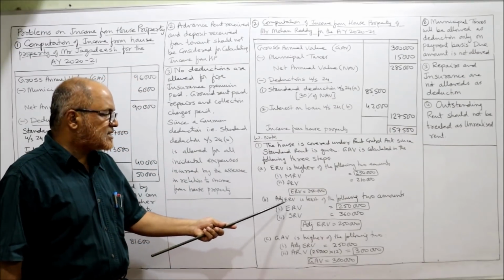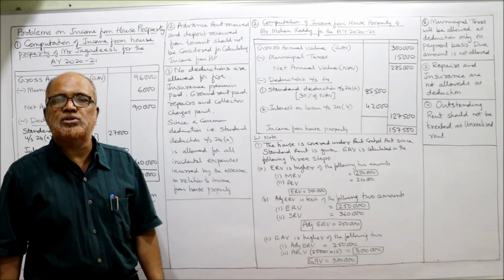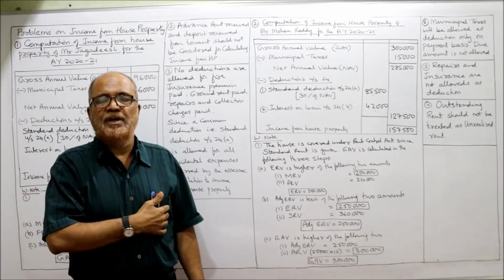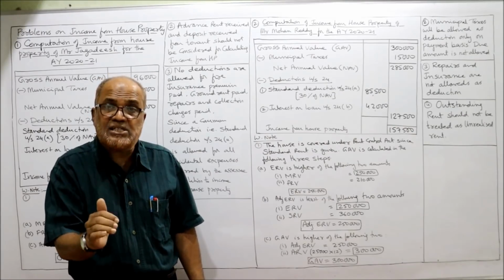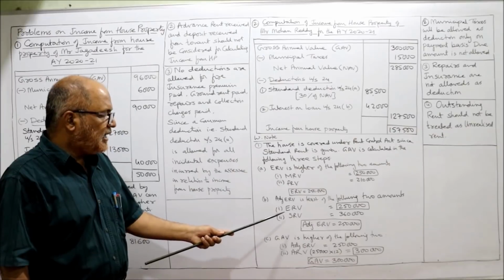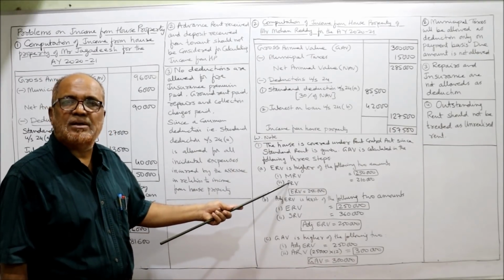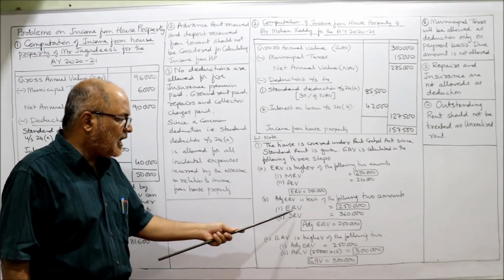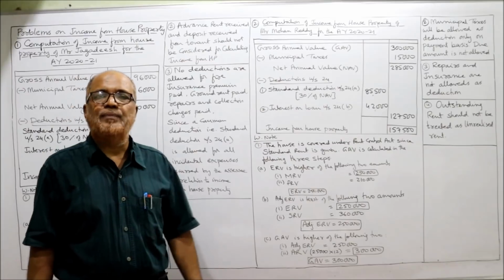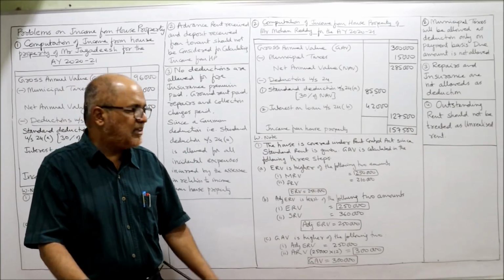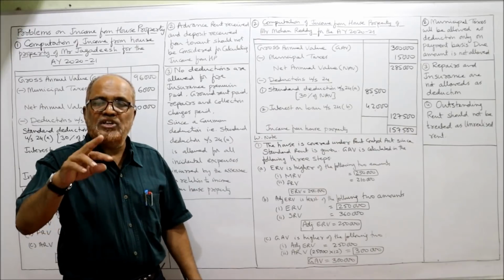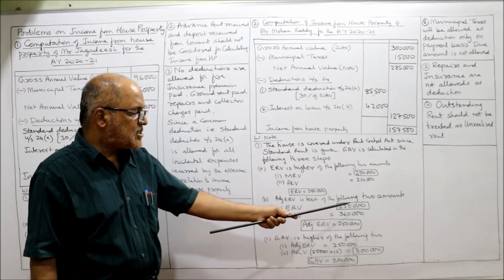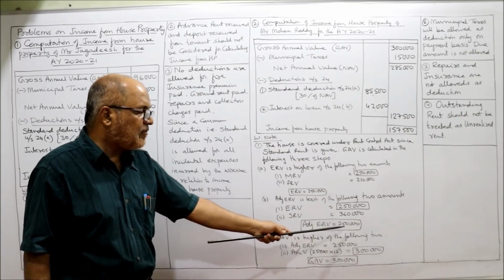Second step, adjusted ERV is the least of the following 2 amounts. First step, ERV. Second step, adjusted ERV. Now adjusted ERV is the least of the following 2. Which are they? ERV, which we calculated in the first step, that comes to 2,50,000. Second, SRV, standard rental value, that is given in the problem, 3,60,000. Now whichever is least is the adjusted ERV. So least is 2,50,000. So adjusted ERV is 2,50,000.